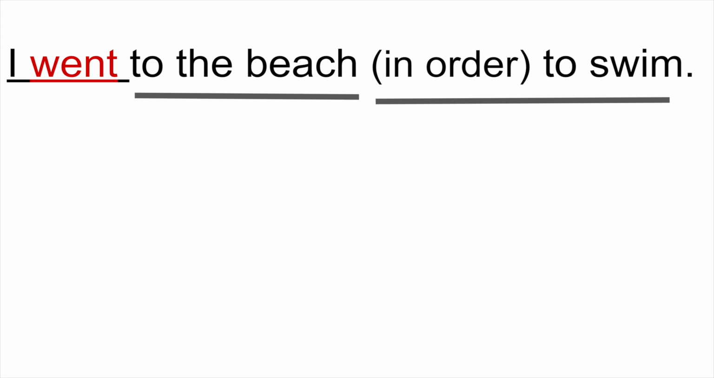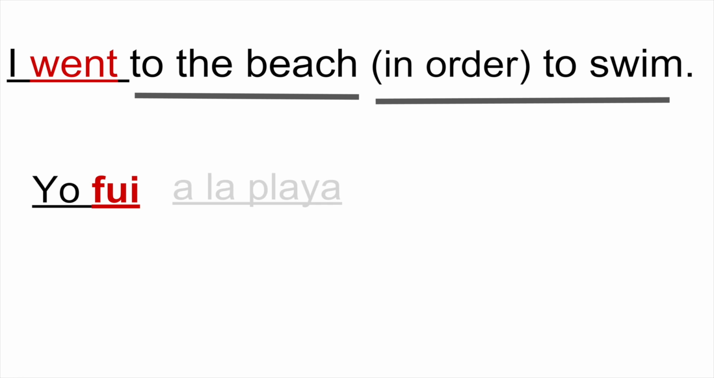So you're going to have 3 parts. When you start doing these, underline the English in 3 parts. So for "I went," when you see "went," you should automatically go through the 5 forms of went: fui, fuiste, fue, fuimos, fueron. Go through those and then ask yourself, which one would I use for "I"? And you should get yo fui. To the beach, a la playa.